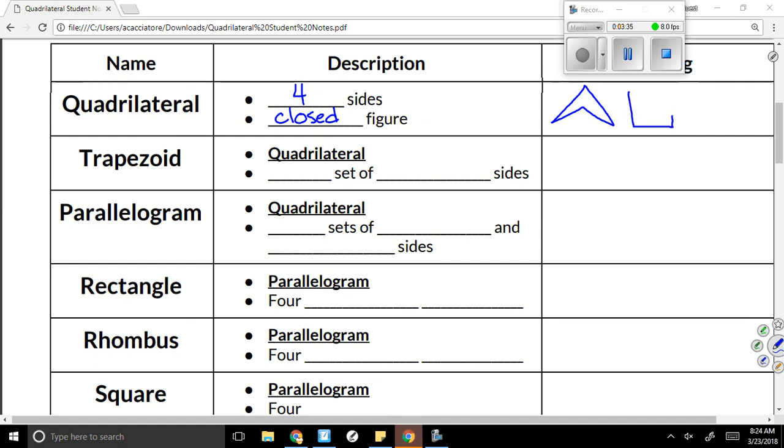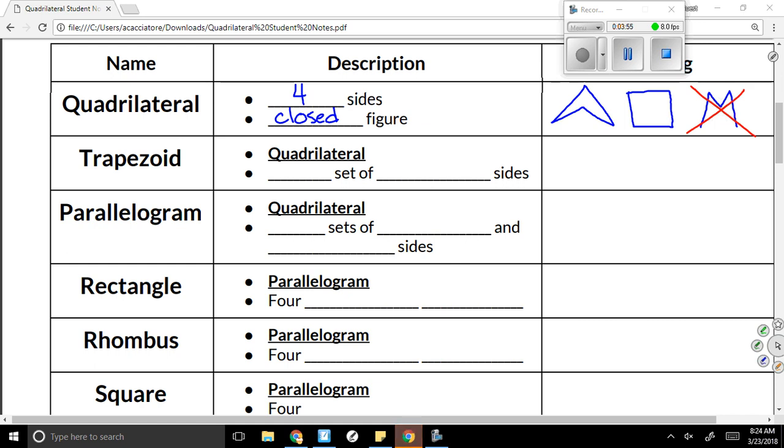Then we have our more normal looking shapes that we run into a lot more often. The only time that a 4-sided figure is not a quadrilateral is if it doesn't connect. It's not closed, like the letter M. That has 4 sides, but because those 2 sides don't meet, that one does not work.